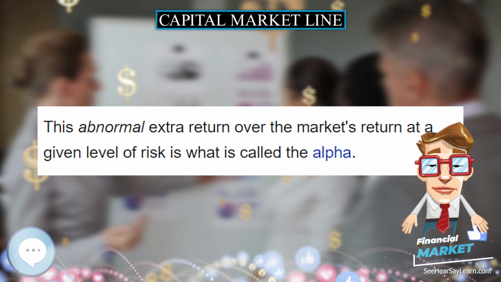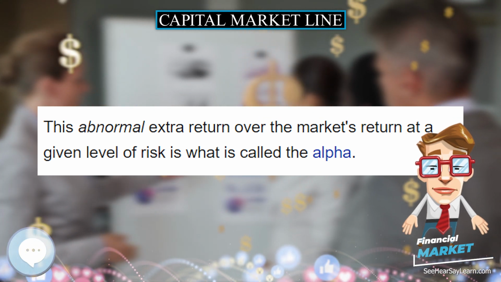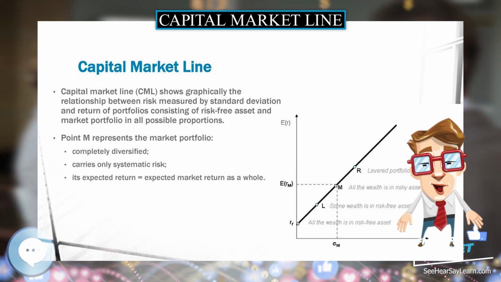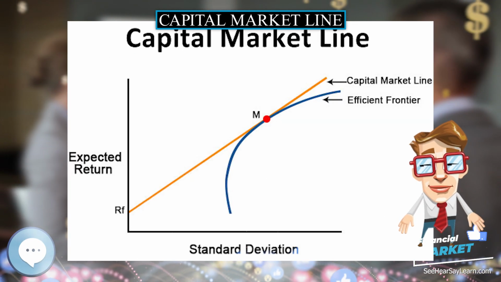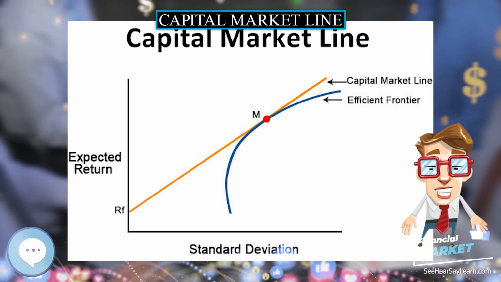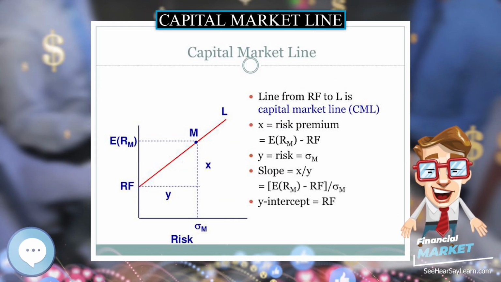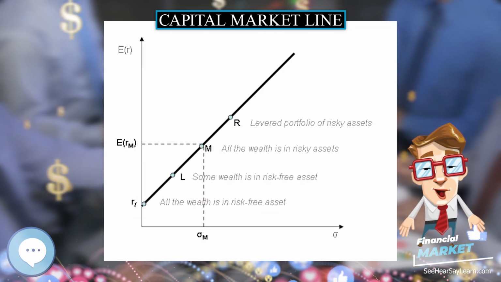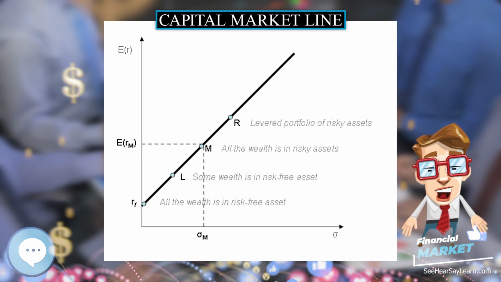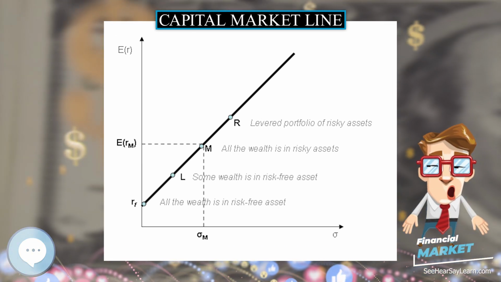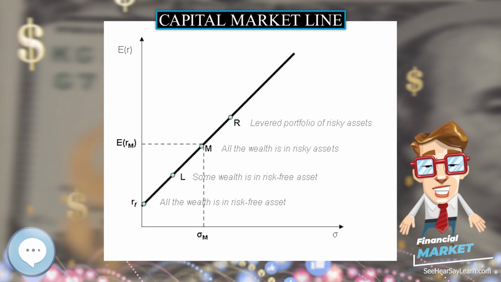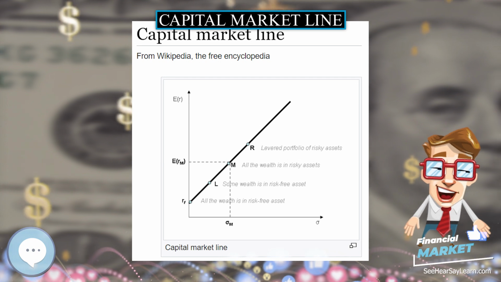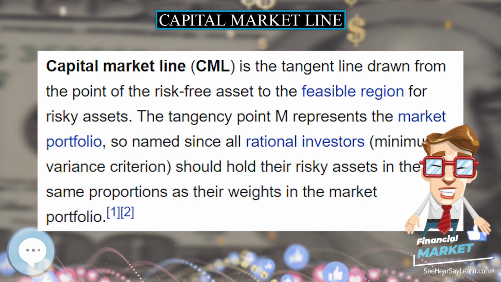Indeed, from the efficient market hypothesis it follows that it's impossible to beat the market. Therefore, all portfolios should have a Sharpe ratio less than or equal to the market's. In consequence, if there is a portfolio, or asset, whose Sharpe ratio is bigger than the market's, then this portfolio, or asset, has a higher return per unit of risk, i.e. the volatility sigma, which contradicts the efficient market hypothesis. This abnormal extra return over the market's return at a given level of risk is what is called the alpha.